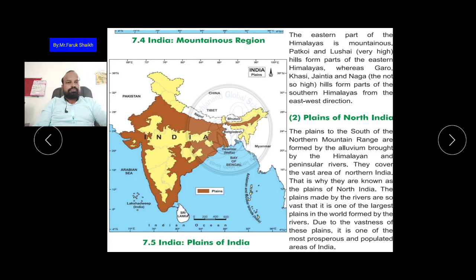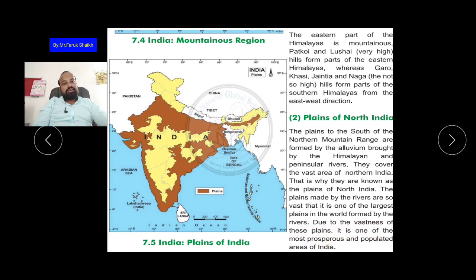Got it? The plains made by the rivers are so vast that this is one of the largest plains in the world formed by rivers. This is the plain in North India, the largest river-formed plain in the world. Due to the vastness of these plains, it is one of the most prosperous and populated areas of India.